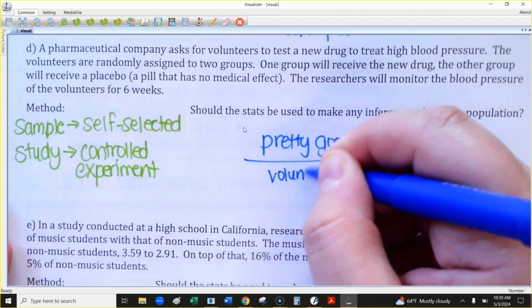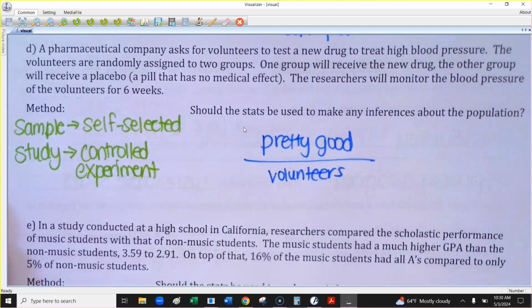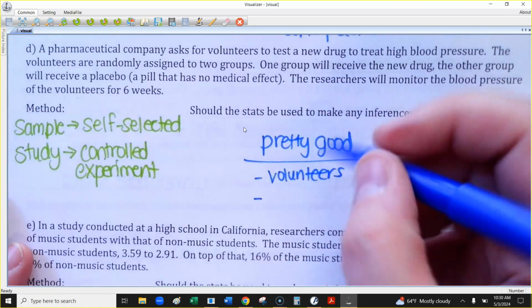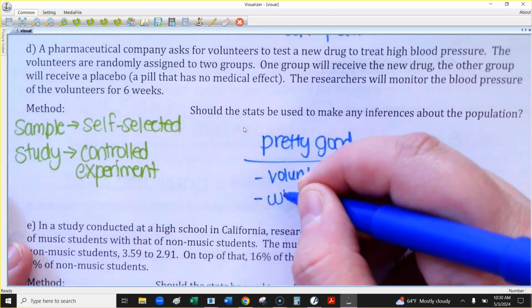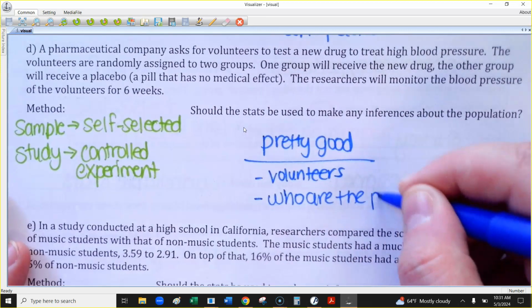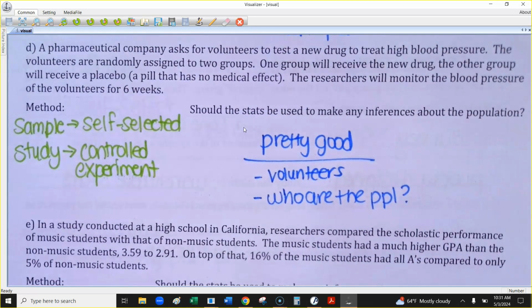You could argue here again, you have volunteers, so maybe the people that wanted to participate in this have a blood pressure problem. It doesn't say anything about whether these people actually have issues with high blood pressure. So I could make an argument about volunteers. Who are the people? They didn't say the doctor's service said all these people have high blood pressure, let's encourage them to participate in this. It didn't say anything like that.